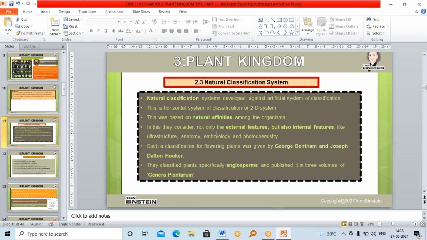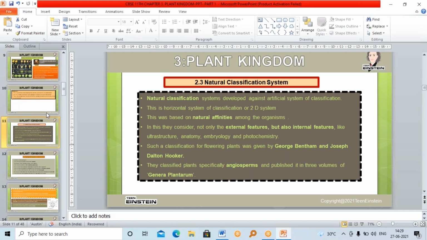And it is based on natural affinities among the organisms. This point-wise you have to learn. Natural classification was developed against the artificial system of classification. This is a 2D system, and they considered natural affinities among the organisms as the basis for this classification.